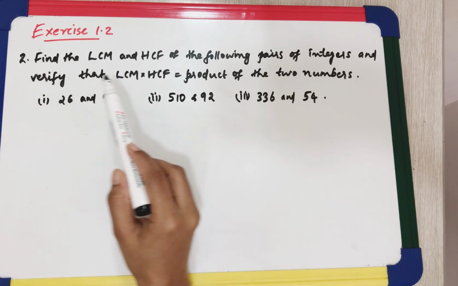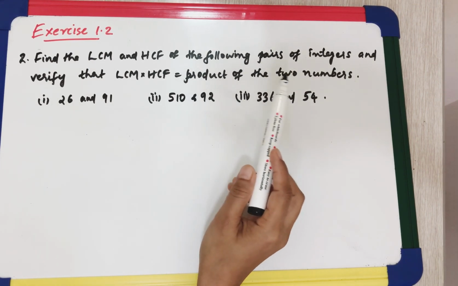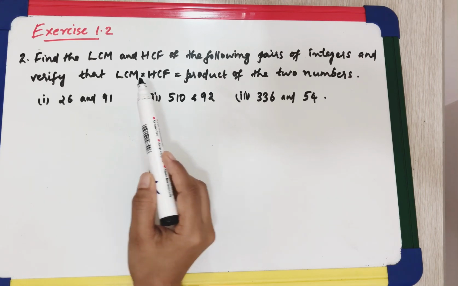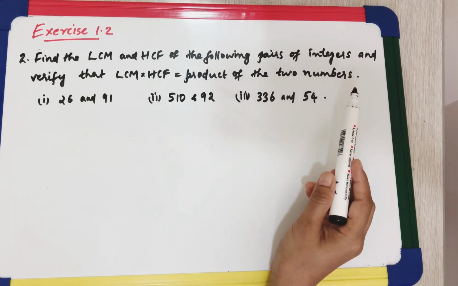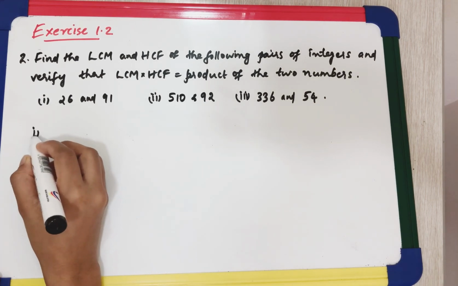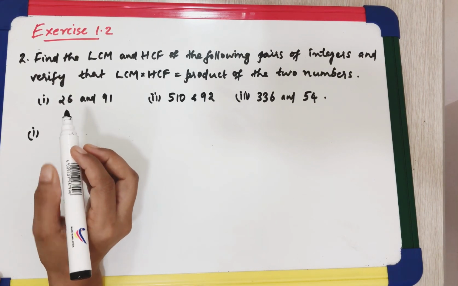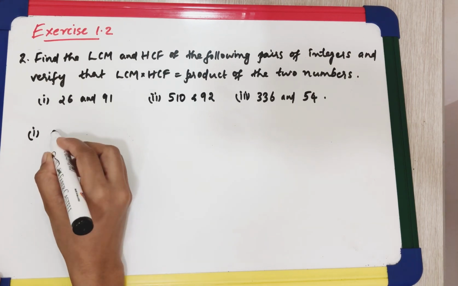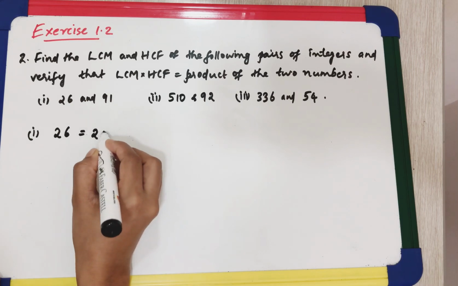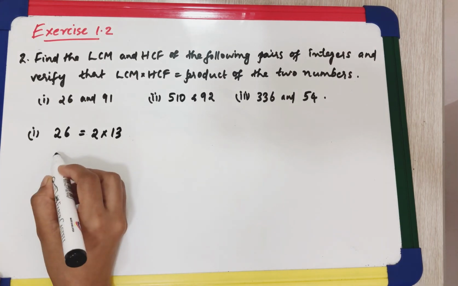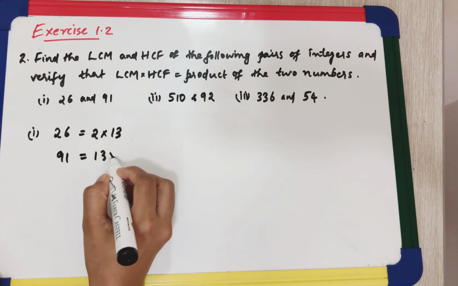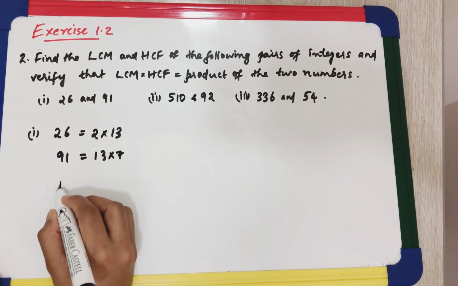Second question, find the LCM and HCF of the following pairs of integers and verify that LCM into HCF is equal to the product of the two numbers. First one, 26 and 91. To find the HCF and LCM, first we have to find the prime factorization. Prime factorization of 26 is equal to 2 into 13, and prime factorization of 91 is 13 into 7.